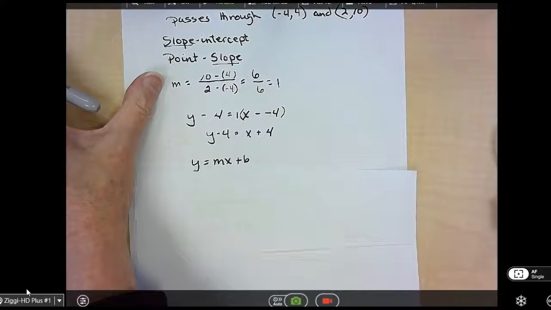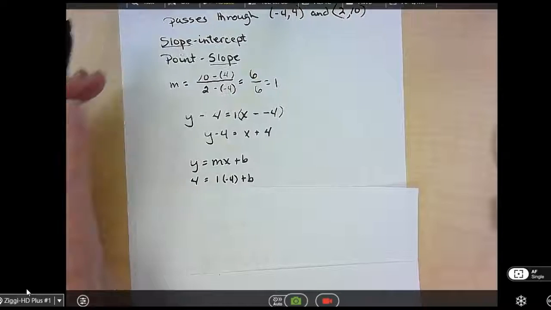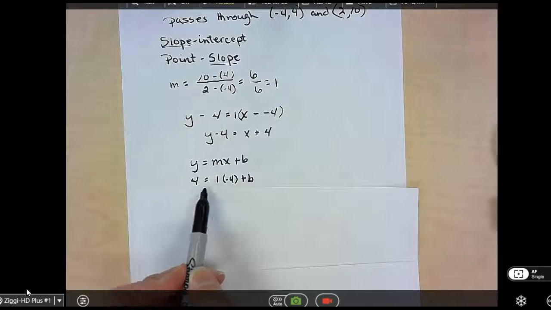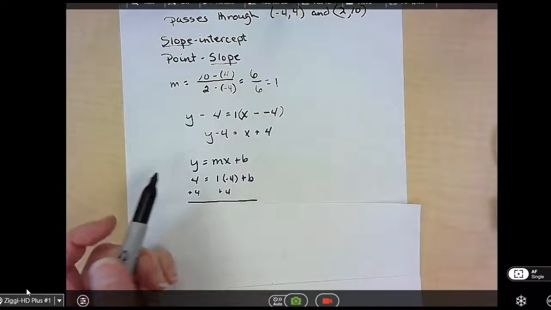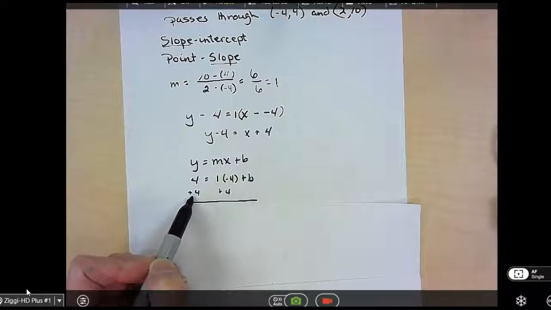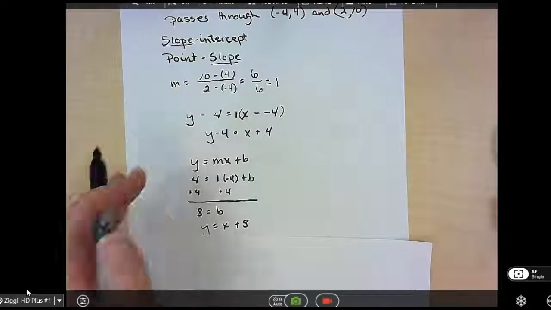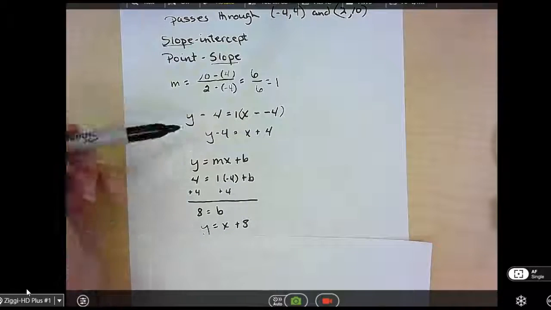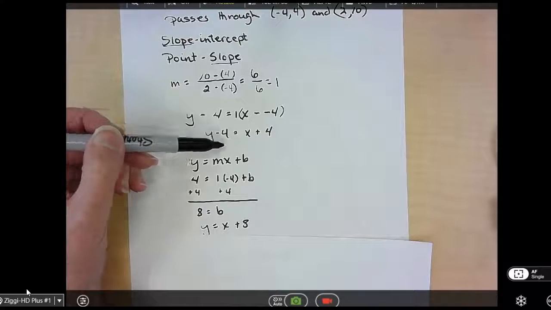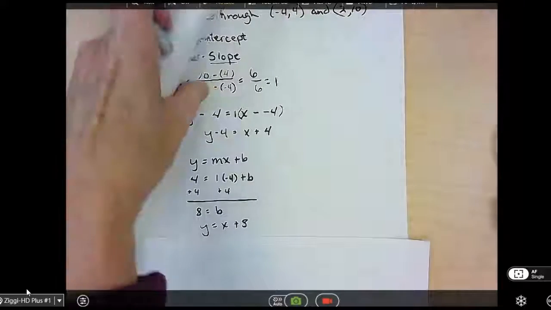If I were to put that in slope-intercept, I would find my slope, which was 1, and then I put a point into the equation. So I put in the negative 4 for the x, 4 for the y, and then I'd solve. So negative 4 plus 4 is 0, add 4 to the other side, and get 8 for my b, and then I write my equation, y equals 1x plus 8. And if I look back at this equation, if I add 4 to both sides, I have y equals x plus 8, so it is the same equation.